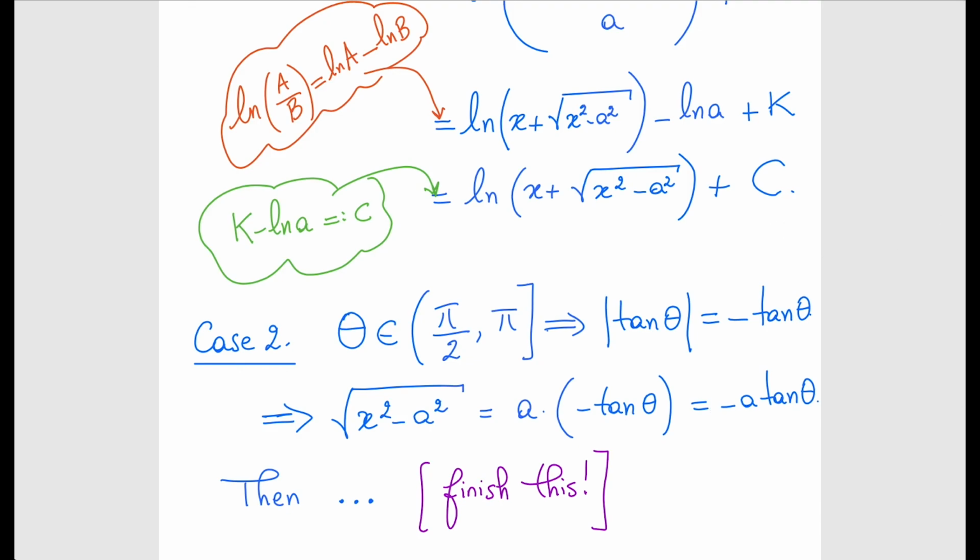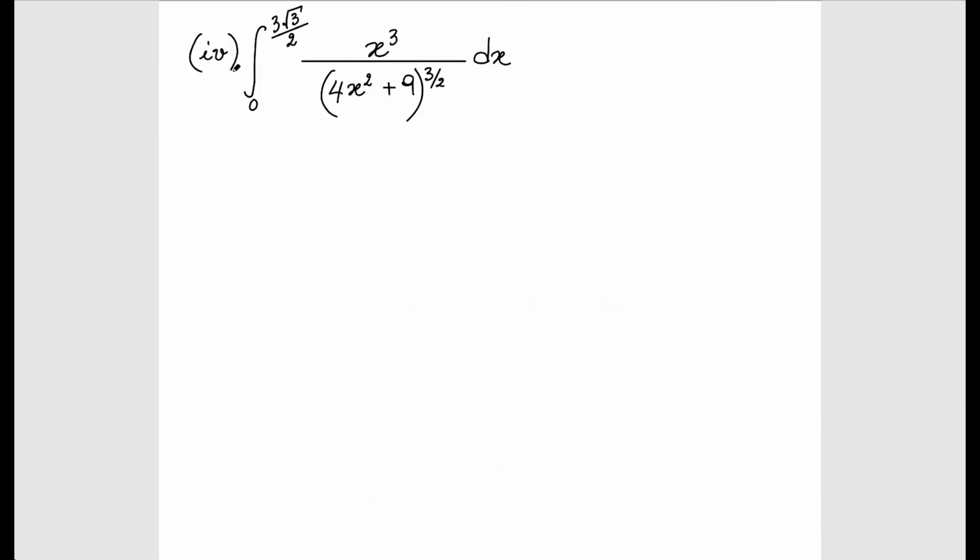Okay? Now let's move on to the next one, which is part 4 of this example. We're gonna integrate, it's a definite integral, from 0 to 3 square root of 3 over 2, the quotient x cubed divided by 4x squared plus 9 to power 3 halves dx.